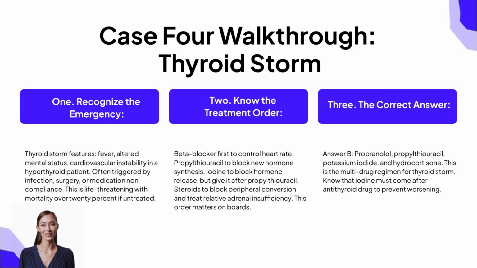Iodine blocks hormone release, but you must give it after the antithyroid drug. Otherwise, the iodine provides substrate for making more hormone. Steroids block peripheral T4 to T3 conversion and treat the adrenal insufficiency that often accompanies thyroid storm. The answer is B. Remember, you cannot give iodine without giving an antithyroid drug first. Boards love testing this sequence.